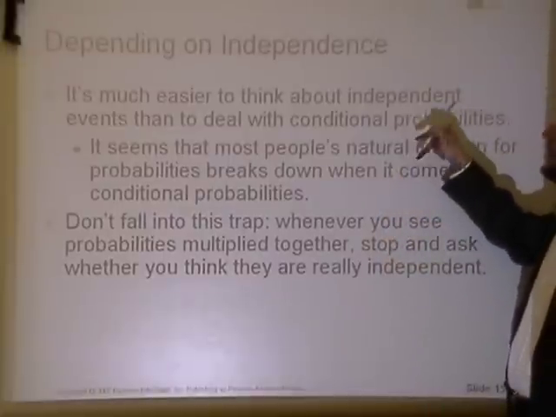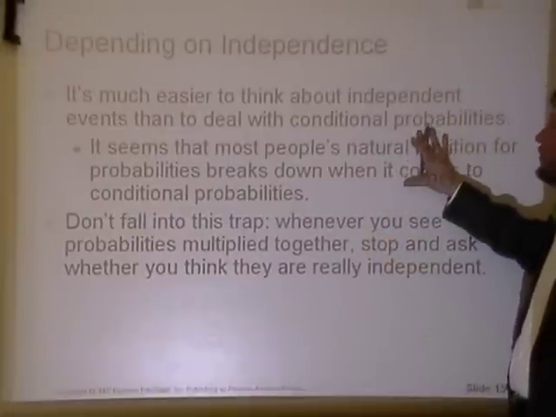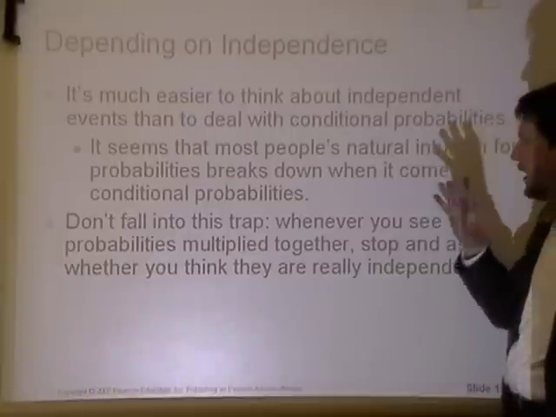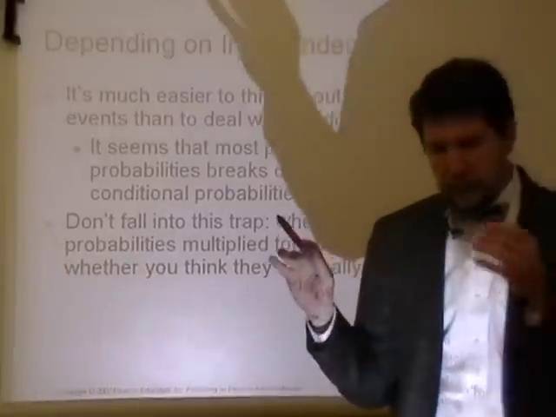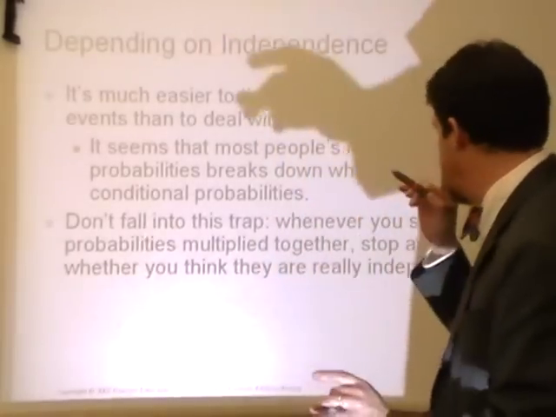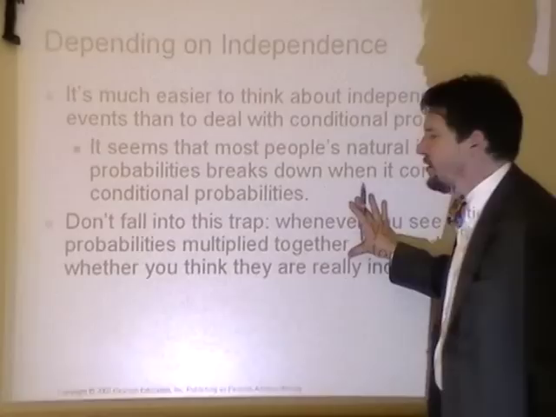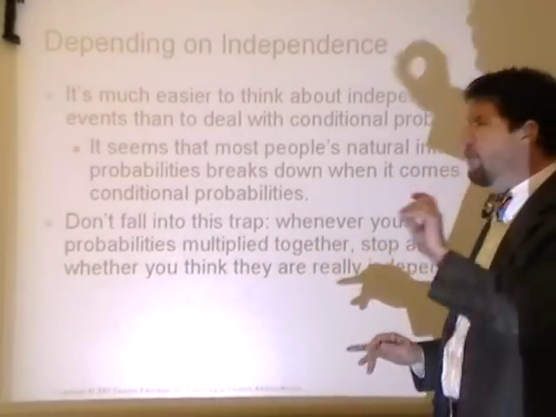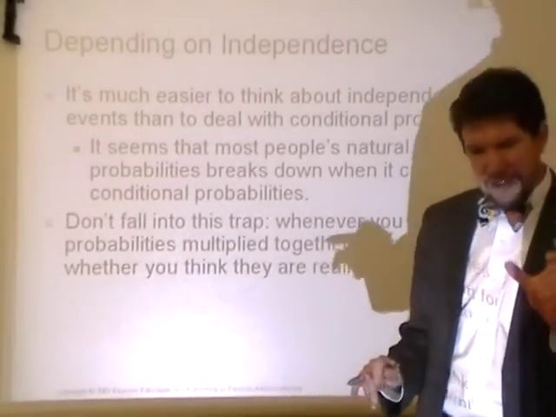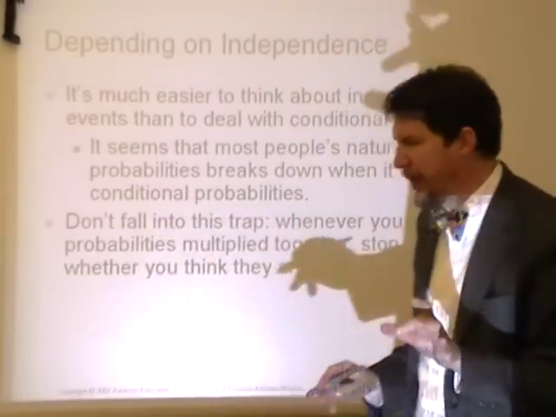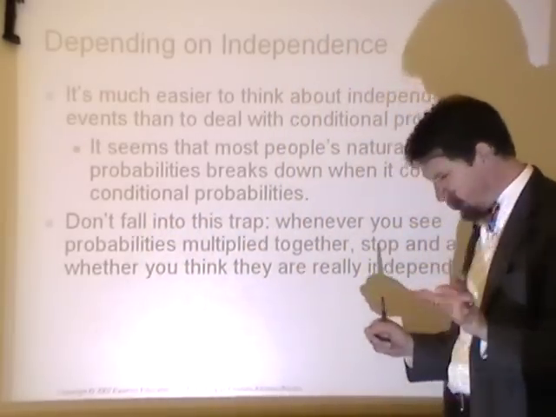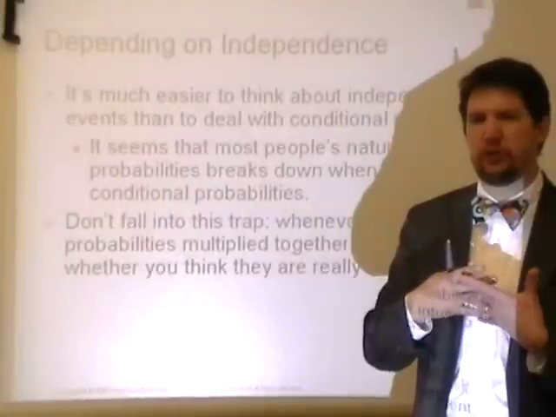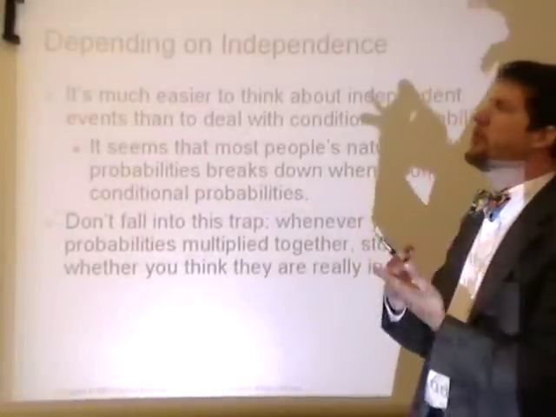What this is saying right here is it's much easier to think about independent events than to deal with conditional probabilities, okay? And what happens is when people see the word "and," they want to multiply, that's fine. You multiply if you have more than one event. If you don't have more than one event and you see the word "and," the problem that people are going to have is that it means the intersection of the two groups.